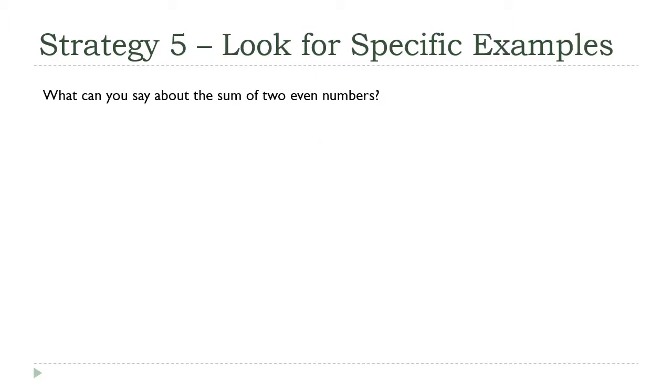Okay, another method. Look for specific examples, right? What can you say about the sum of 2 even numbers? Well, I don't know. Let's look at some examples. I'm going to say, let's pick 2 even numbers, 2 and 6. 2 plus 6 is 8. Okay, well, that's just one, I don't have a lot to go on yet. So let's try another one. How about 8 plus 12? Well, that's 20. Okay, well, maybe I'm seeing something, but 2 isn't a whole lot either. Let's try a few more. Say I do 16 plus 4. Well, that's also 20. Okay, now I'm starting to think I see something.